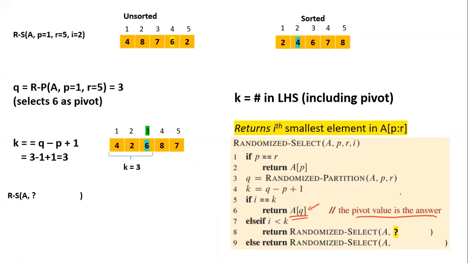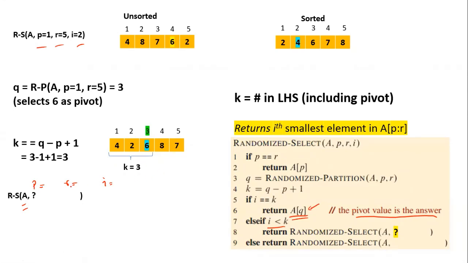If the pivot is not the answer, then you're looking for the ith statistic either on the left side or the right-hand side, in the two sub-arrays. Let's assume it is on the left side, so you're looking for the ith statistic and it is less than the position of the pivot. How are you going to call randomized select? You're clearly going to call it with the same array. Now, what are the values of P, R, and I going to be? Are those going to change?